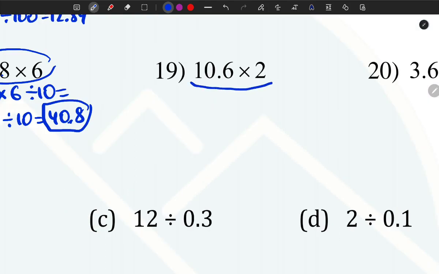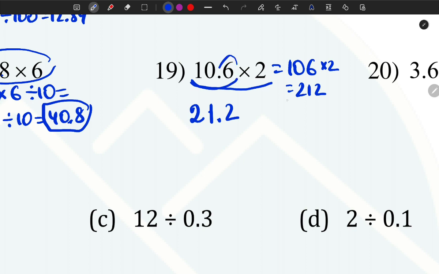Here we multiply 10.6 by 2, and what do we get? We get 21.2. Why? When we multiply 106 by 2, we get 212. And how many decimal numbers here? 1. We need to put our place value point here.